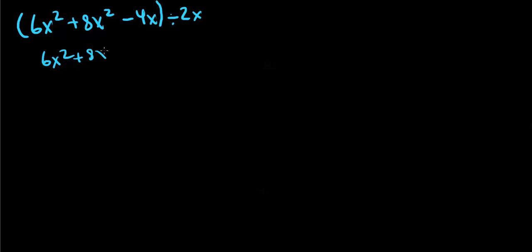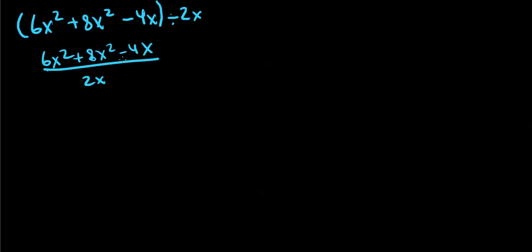In this section, we're going to be looking at dividing polynomials. So let's look at an example: dividing a polynomial by a monomial. We have 6x cubed plus 8x squared minus 4x divided by 2x. So let's rewrite this as 6x cubed plus 8x squared minus 4x over 2x.